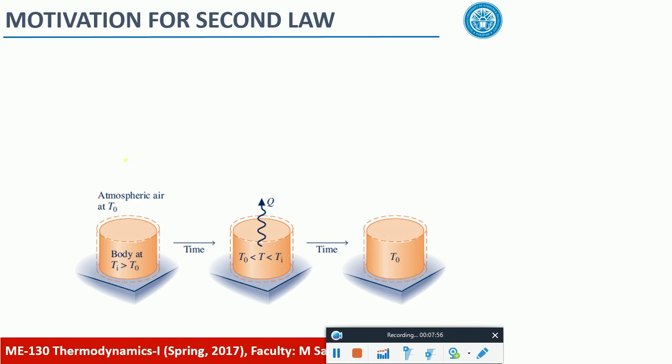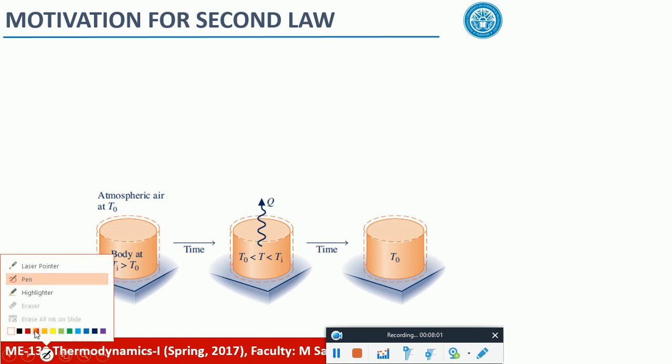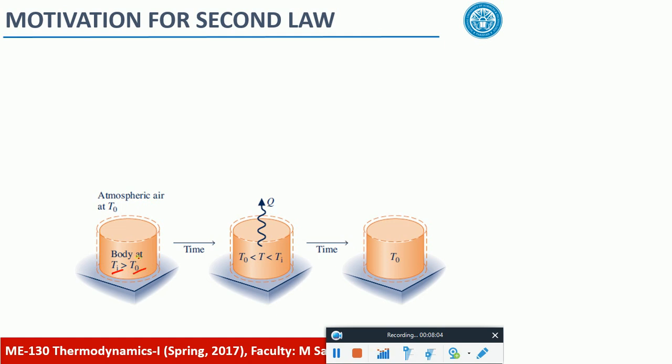Now see, this is a body at temperature Ti, which is greater than T naught, and the atmosphere is at temperature T naught. Obviously heat would start flowing from the body to the atmosphere, and finally this body would also achieve the same temperature T naught, isn't it? Now, can you spontaneously transfer heat from the atmosphere to the body? I would use the word spontaneously.